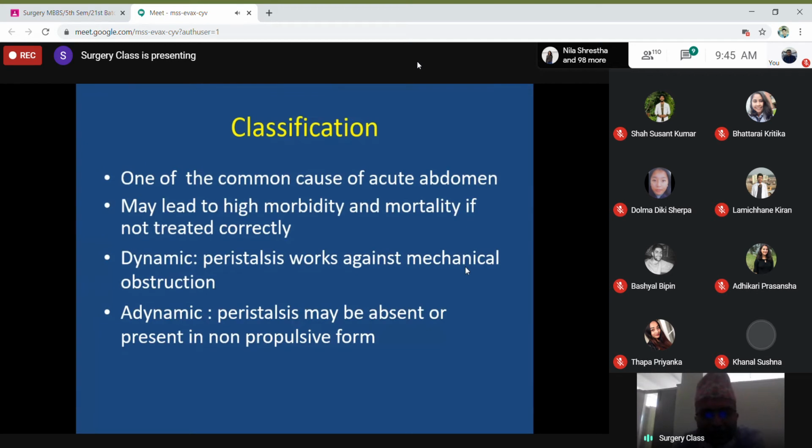When we talk of acute obstruction, there are two concepts you need to understand. When we talk of the etiology of obstruction, the causes are classified as dynamic and adynamic. Dynamic means in the intestinal lumen there is some mechanical obstruction. The peristalsis is intact and it is working against the mechanical obstruction. While in adynamic obstruction, the peristalsis is absent or inadequate or in non-propulsive form, but there is no actual mechanical obstruction.